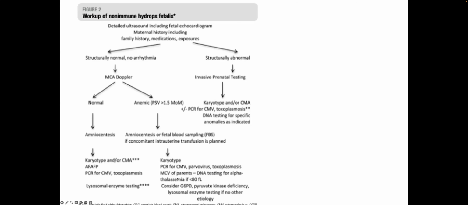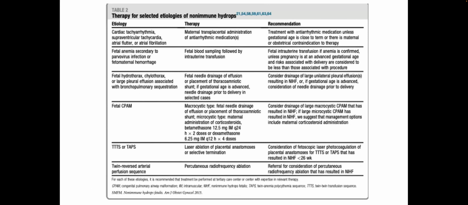and plan for a transfusion, and also then look at all these infections, which basically have a mechanism of reduction of the hemoglobin and stress on the heart. And if you find a structurally abnormal heart, then you do invasive prenatal testing, karyotyping, CMV, toxoplasmosis, DNA testing. So that's a general approach for how you approach a non-immune hydrops.